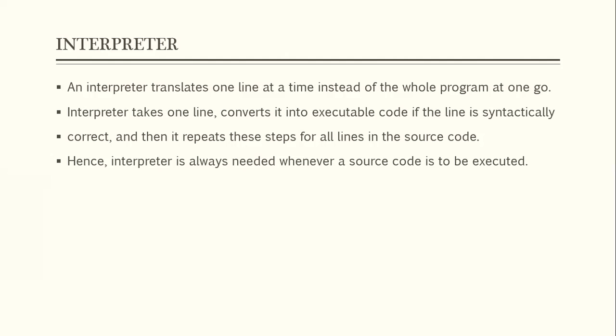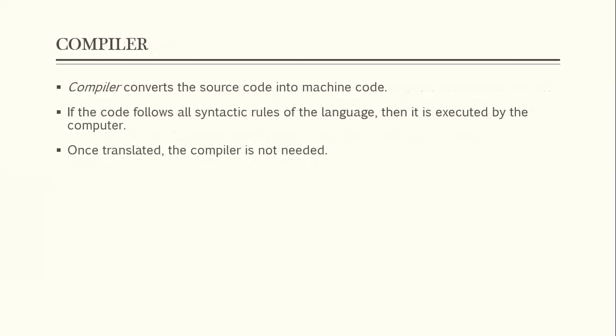An interpreter is always needed wherever a source code is to be executed. Whenever you have a source code and you are going to execute it using an interpreter, what will happen? It will read the first line and change it to machine language, then the second line, third line, fourth line. But whatever it is changing, it is not going to save a second file. It is not going to save all those lines that it is converting. That means whenever you run this program again, you will again need an interpreter to convert it into machine code. So Python uses an interpreter and C++ uses a compiler.